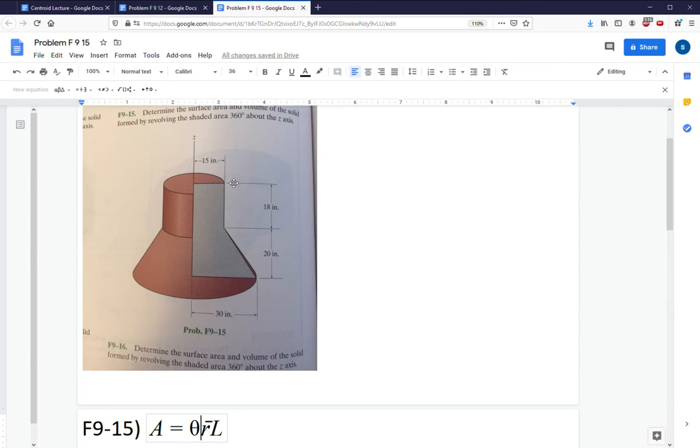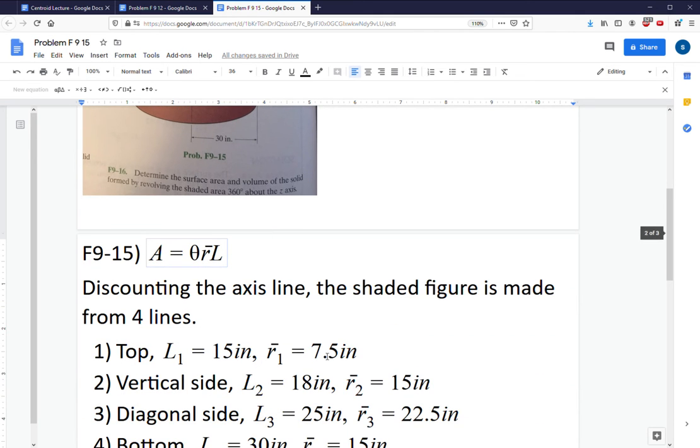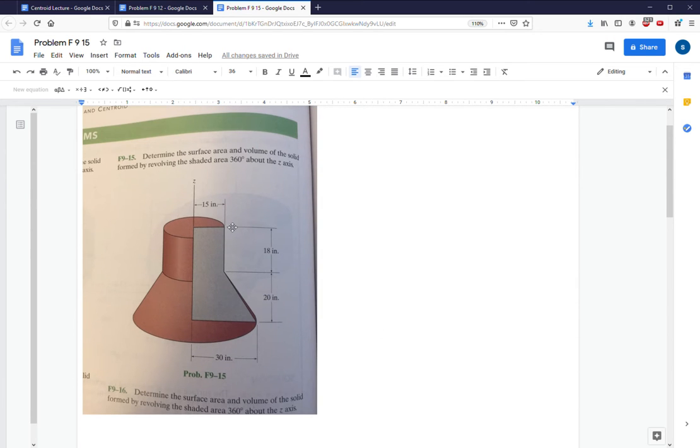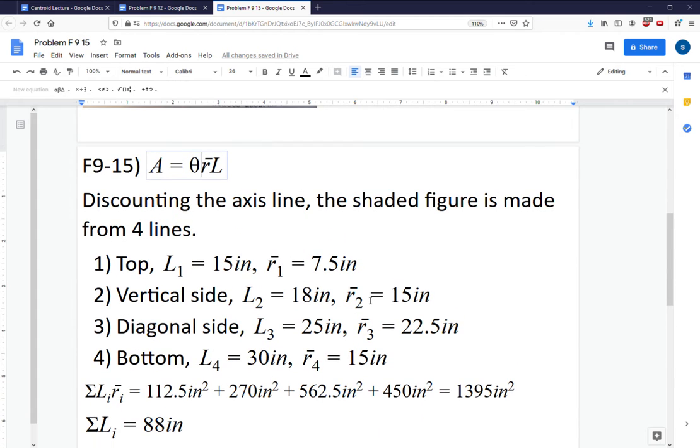It has a length of 15 inches because it goes from the axis at 0 to 15 inches. And its average location is halfway of the 15 inches, so the average location is 7.5 inches. For the vertical side, it has a length of 18 inches as given right there. And it spins its entire length at the same distance from the axis. So it is entirely at 15 inches, so the average is 15 inches.